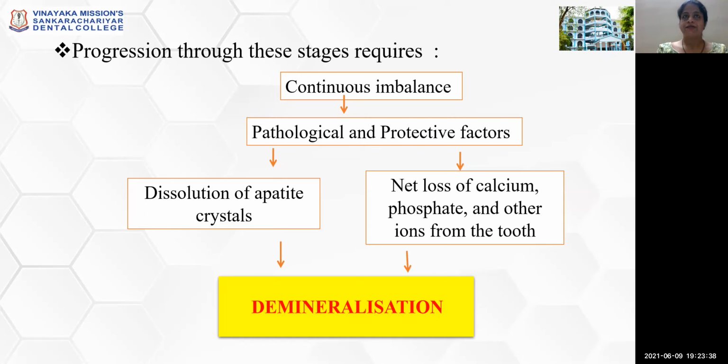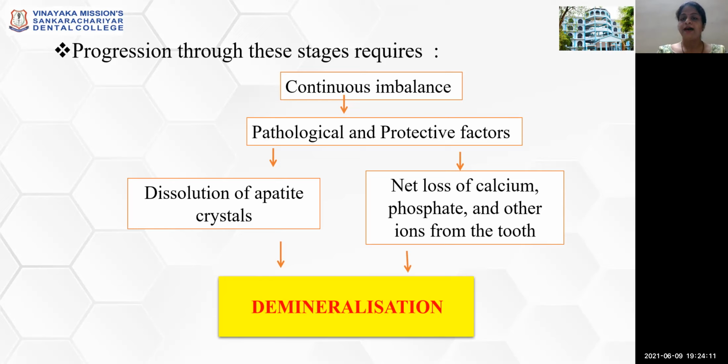Pathological factors include lactic acid and decreased quantity of saliva. There are so many secondary factors also present in addition to the lactic acid and decreased production of saliva. So there is a greater amount of lactic acid formation, which will lead to a decrease in the pH, that is acidic pH, which will lead to dissolution of the apatite crystals.